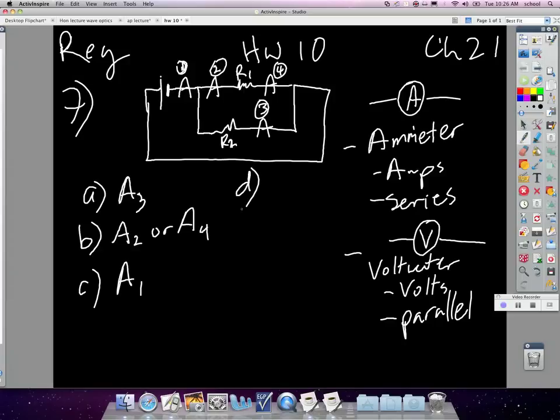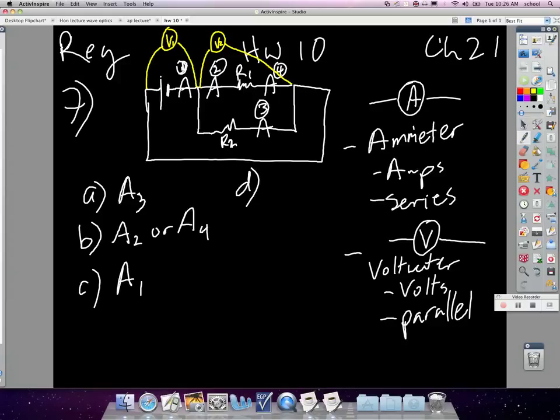And that's V2. So for D, because that's going to give us the potential difference. The terminal voltage of the battery is obviously V1.